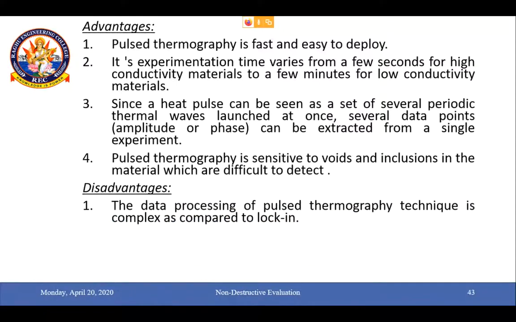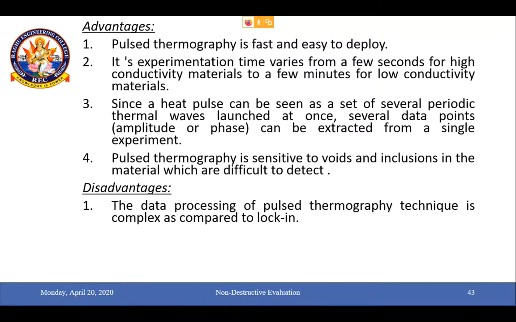Disadvantages or limitations: the data processing of pulse thermography technique is complex as compared to lock-in. We'll be seeing the lock-in technique in the coming slides. Lock-in will be much easier. That means the data processing will be much easier when compared to your pulse thermography. Here in your pulse thermography, a lot of algorithms will be running, a lot of calculation needs to be done.